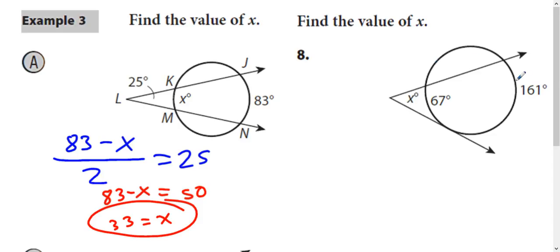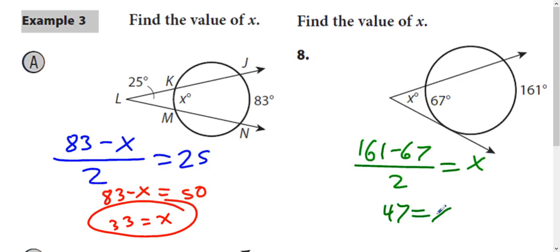Same setup for this question. Big arc minus little arc divided by 2 equals the angle, which this time is x. So we get 94 divided by 2 is 47.